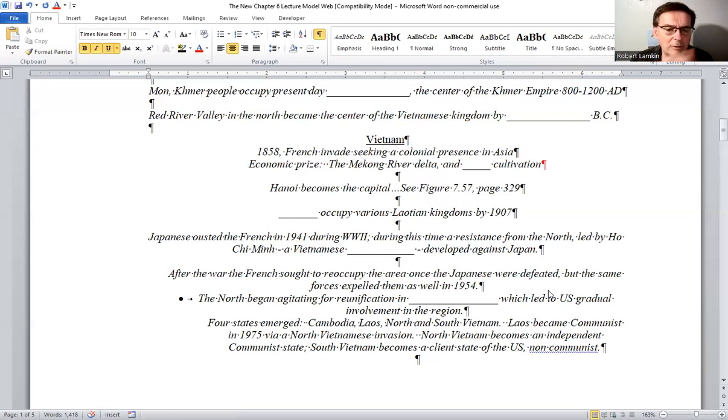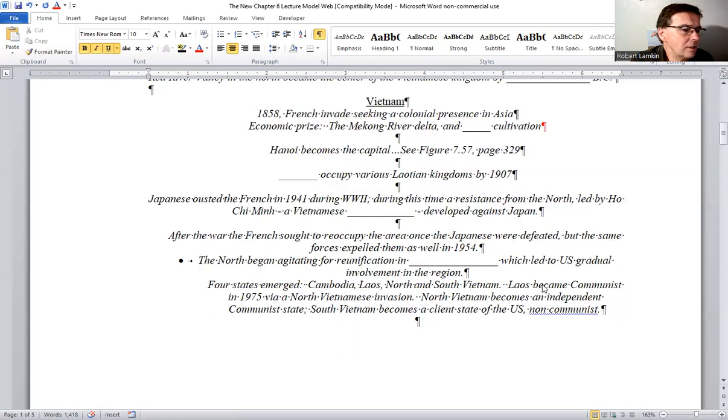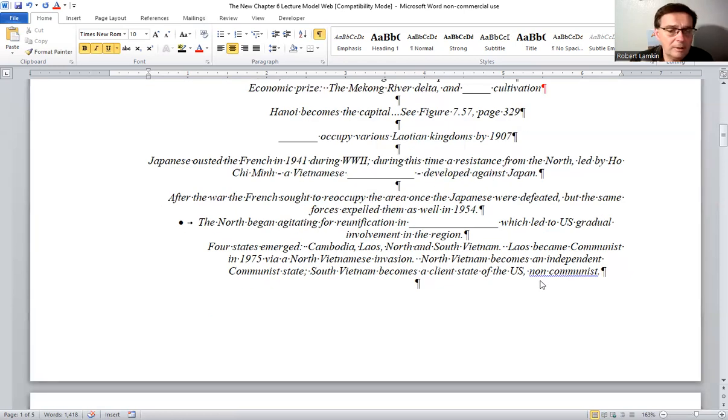So the Japanese ousted the French in 1941 during World War II. And during this time, a resistance movement from the north, led by Ho Chi Minh, a Vietnamese nationalist, developed against Japan. After the war, as we've talked about in another section, the Japanese were big losers all the way around. So they were weakened and deposed by Ho Chi Minh. But the French were seeking to reoccupy the area once the Japanese were defeated.